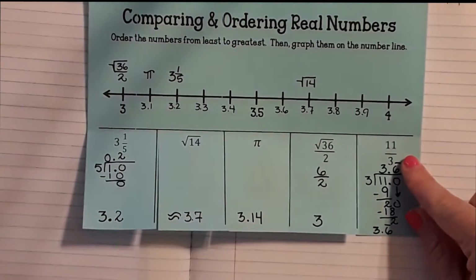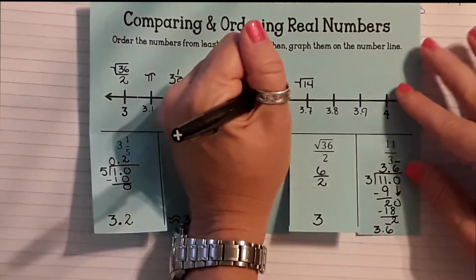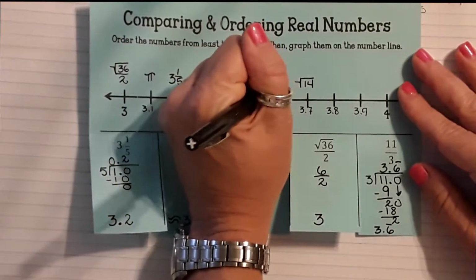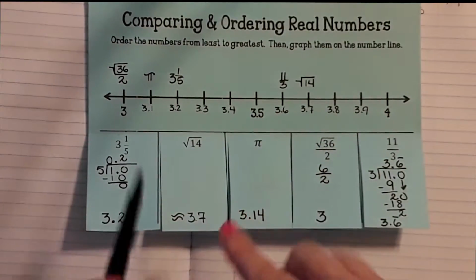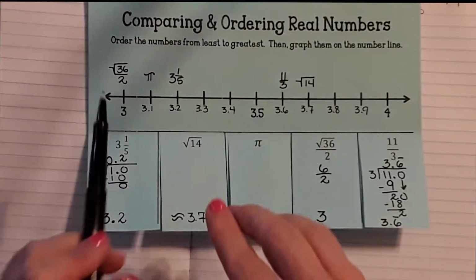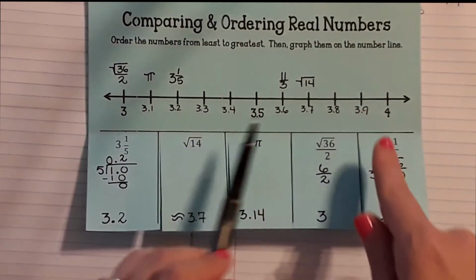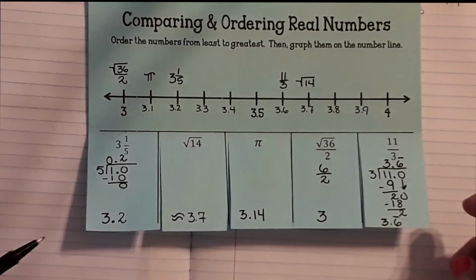Okay. And then my last one, 11 over 3, which we said was 3.6 repeating. So I'm going to put it around that 3.6 and write 11 over 3. We have just taken all these real numbers written in different formats, changed them to decimals, and we're able to recreate them by putting them on the number line back into the original format. Hope this helps you.